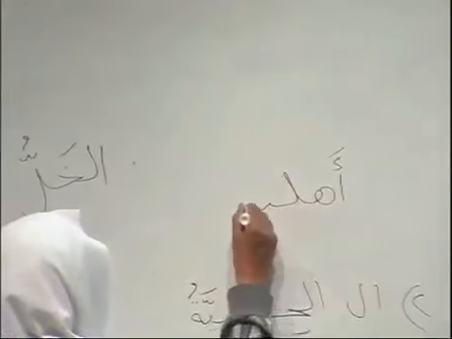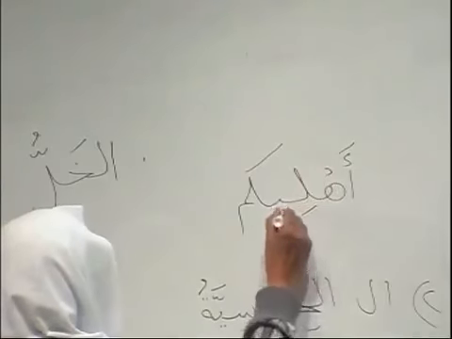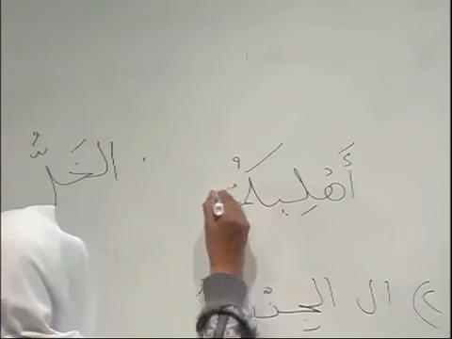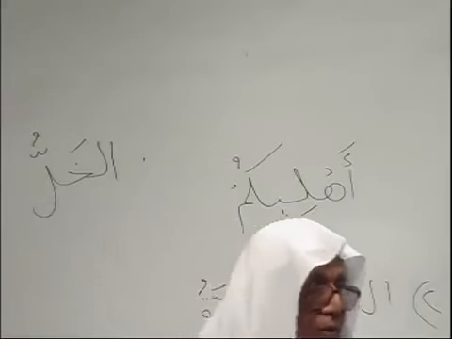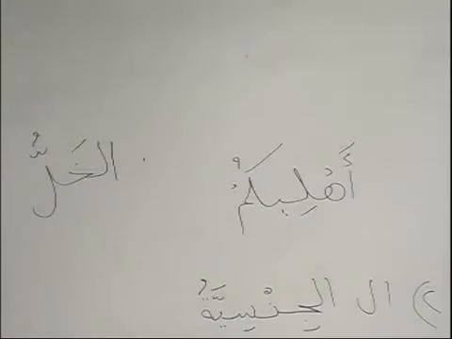يا أيها الذين آمنوا قوا أنفسكم. Save yourselves. وأهليكم. And your household. النار. قوا أنفسكم وأهليكم. So where is the noon gone? أهلونا أهلينا. And because of إضافة أهليكم. يعني قوا أنفسكم. قوا is from what word? وقا يقي. The amr is قي. Yes.